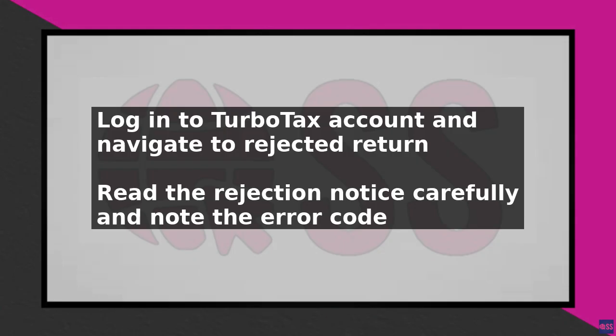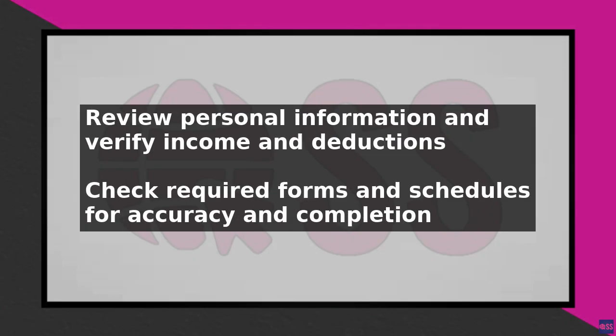Step 2. Review your income and deductions. Make sure you have reported all your income from various sources, including employment, investments, and self-employment. Also, review your deductions and credits to ensure you are eligible and have met the requirements.